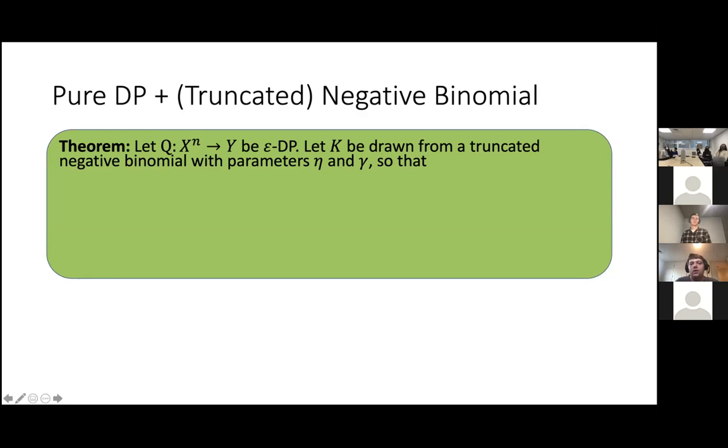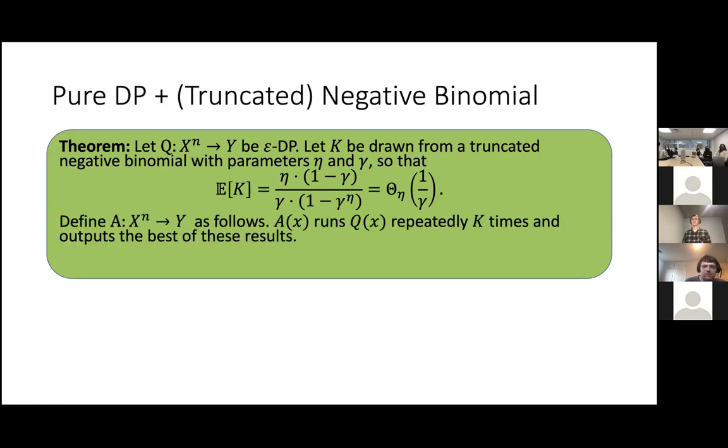So we have some base algorithm Q. This is the algorithm we're trying to boost the success probability of. I'm just going to assume a pure epsilon differential privacy guarantee. We're going to have K be drawn from this distribution, which has two parameters, eta and gamma. I'll tell you what the distribution is, but it doesn't really matter. There is an expression for its expectation. Again, it doesn't really matter exactly what this is, but it gives you some intuition for what these parameters are. Basically, the mean is 1 over gamma times some constant that depends on this other parameter, eta. So we can think of eta as being a constant, and then 1 over gamma is the mean.